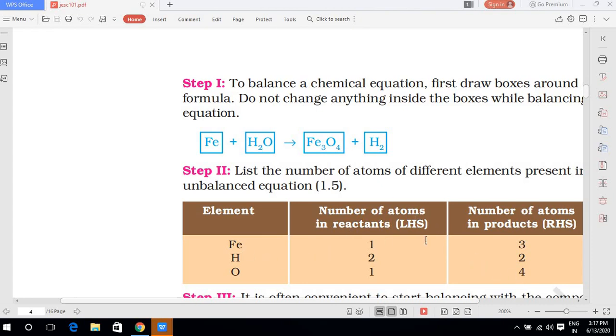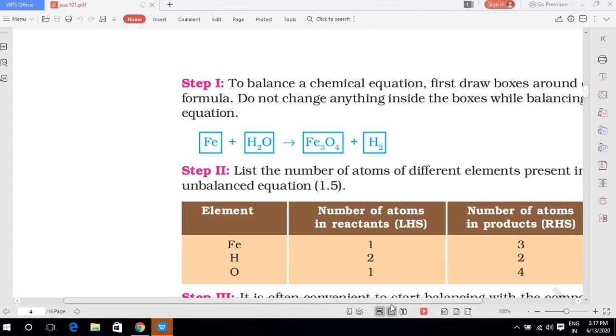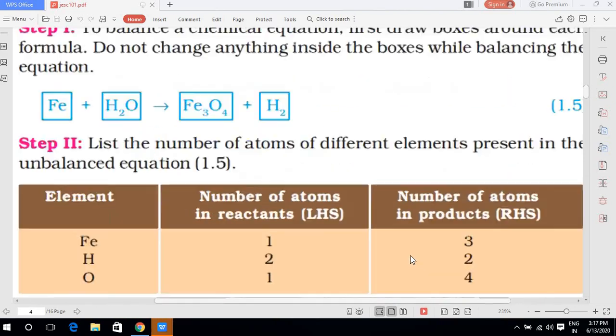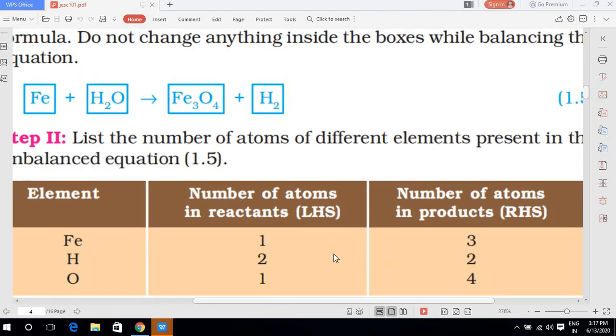Now we can compare this table. If we compare it, we see that iron before the reaction is 1 and after the reaction is 3. Hydrogen remains the same, no problem. Oxygen is 1 before the reaction and 4 after. Which means this is an imbalance. It is not equal, and we have to make it equal.